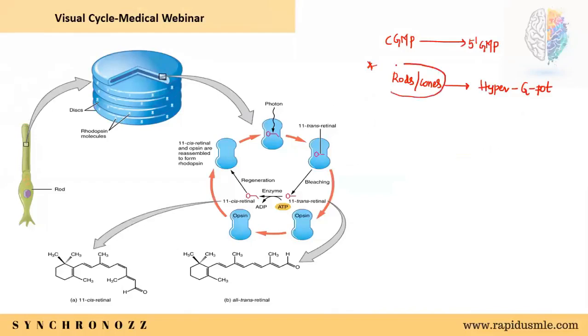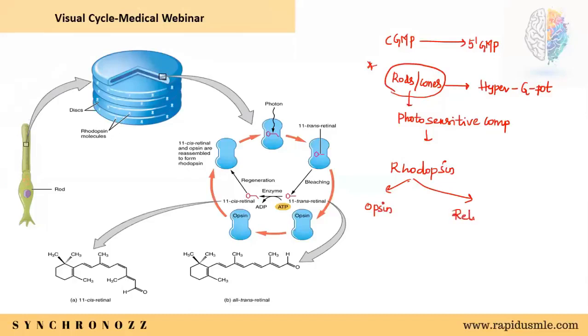I also told you that the rods and cones are the ones which contain photosensitive compound. And what is that photosensitive compound which is present in rods and cones? It is rhodopsin. Okay. When I say rhodopsin, the rhodopsin has two components. One is opsin and the other is retinol, otherwise known as retinine 1.